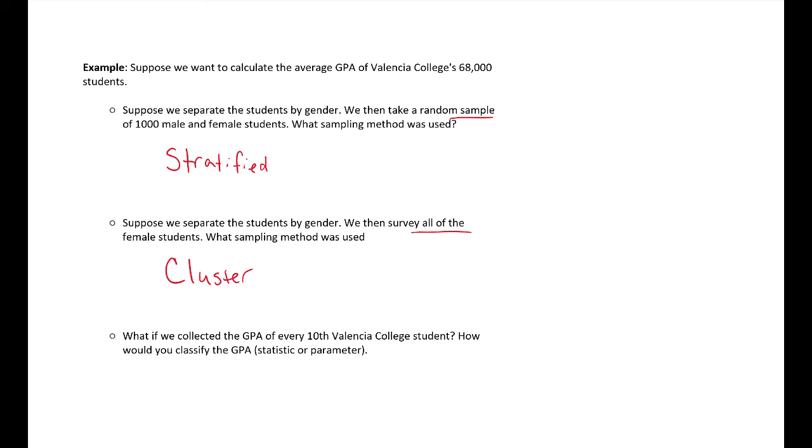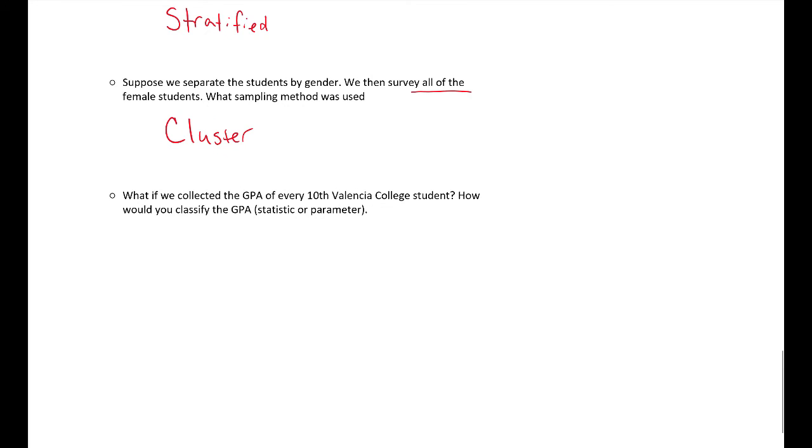Then lastly, what if we collected a GPA of every 10th Valencia College student? What was the sampling method used here? Okay, the sampling method used here would be systematic. Sorry about that, so ignore what I have written there. So if we collect the GPA from every 10th Valencia College student, we have performed systematic sampling.